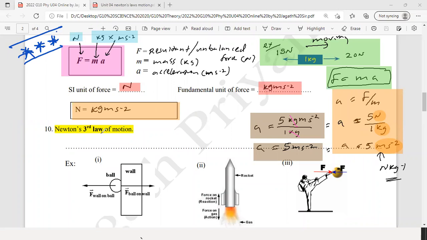Sometimes they can give you the acceleration and the mass and ask you to find the force. Sometimes they will give the force and ask you to find the acceleration. To get this much of force, what should be the acceleration? Or else to get this much of acceleration, what is the force required? Now I am going to link Newton's laws with the velocity time graph. Unit 2 and unit 4 I am going to combine.